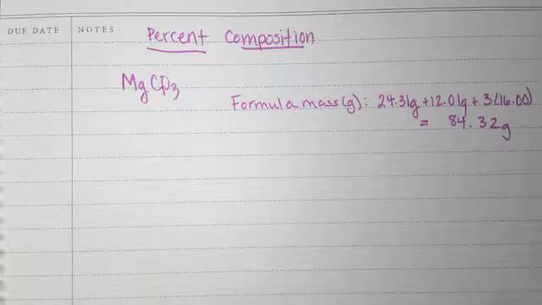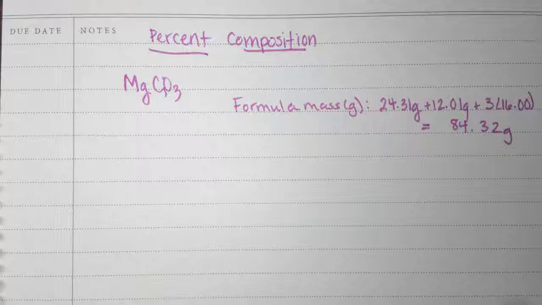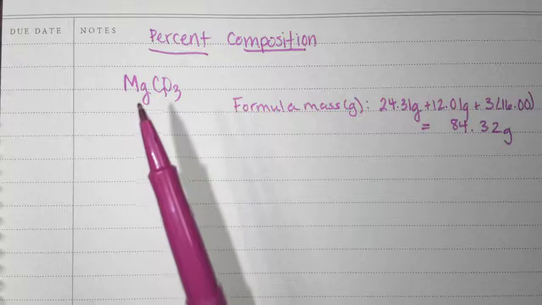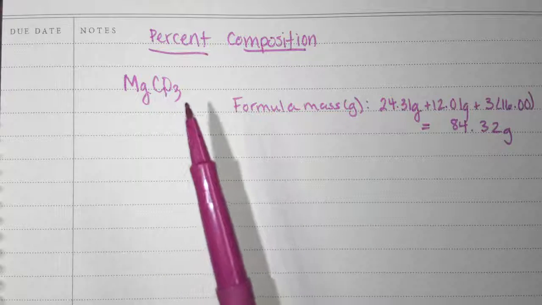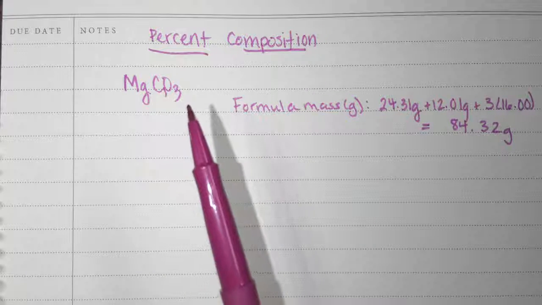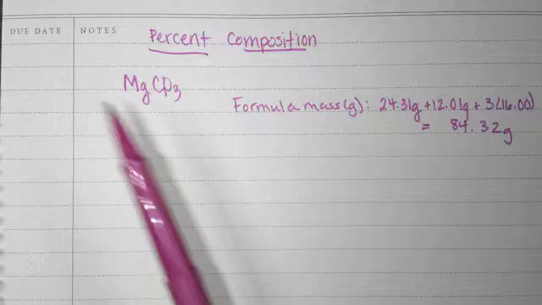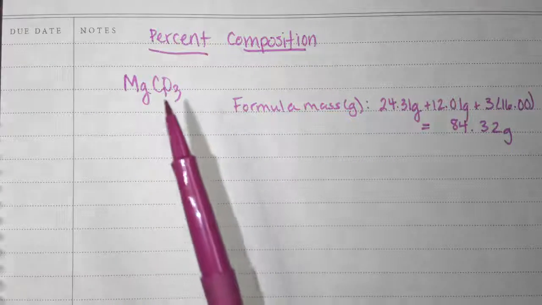Okay, so today we're going to look at percent composition, and remember, percent composition is looking at how much each element is present within a compound or a molecule. So for example, we use magnesium carbonate in our notes, and I can ask you to find the percent composition of this. What we are going to do is look at the percent of each element and how it is involved in the overall composition of this compound.